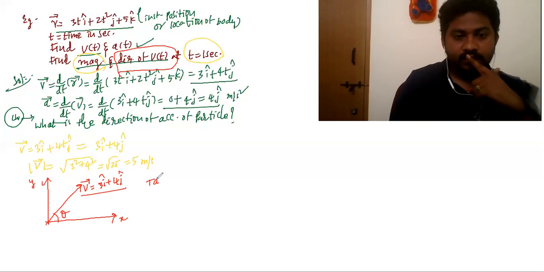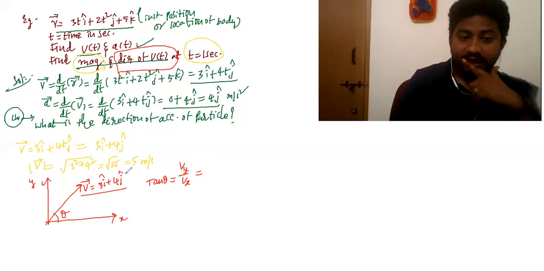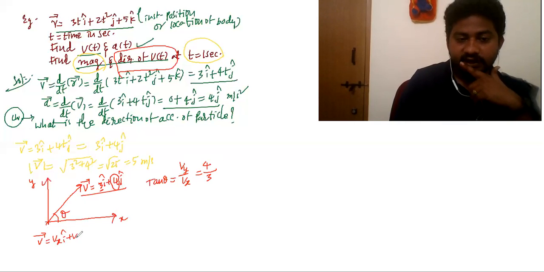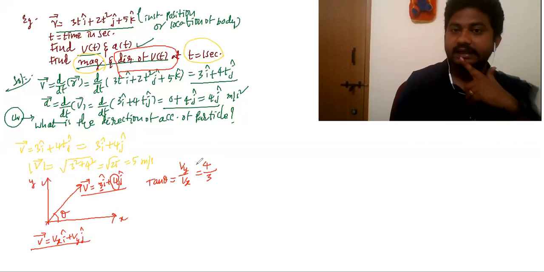So from here, tan theta is equal to Vy by Vx, right? What is the component along the y-axis? It's 4, divided by the component of i cap, which is 3. So 4 by 3. Why? Because V bar is equal to Vx i cap plus Vy j cap, my dear students, no confusions. So tan theta is equal to 4 by 3.